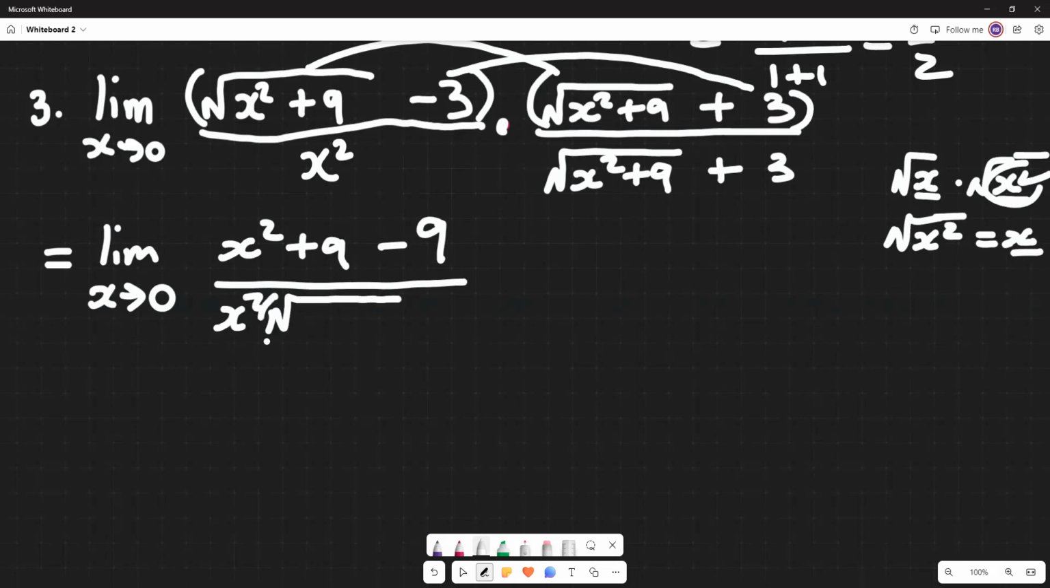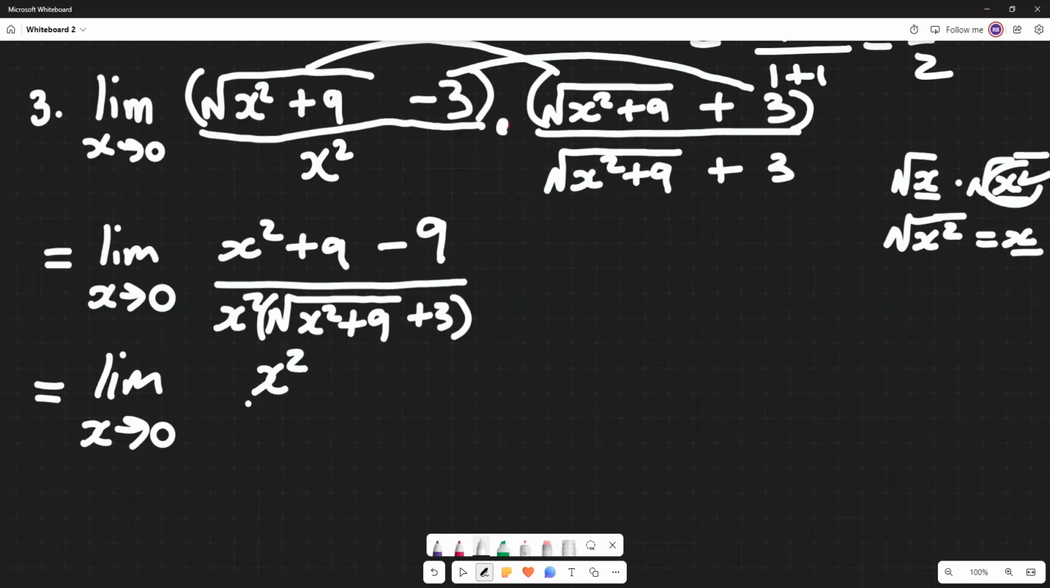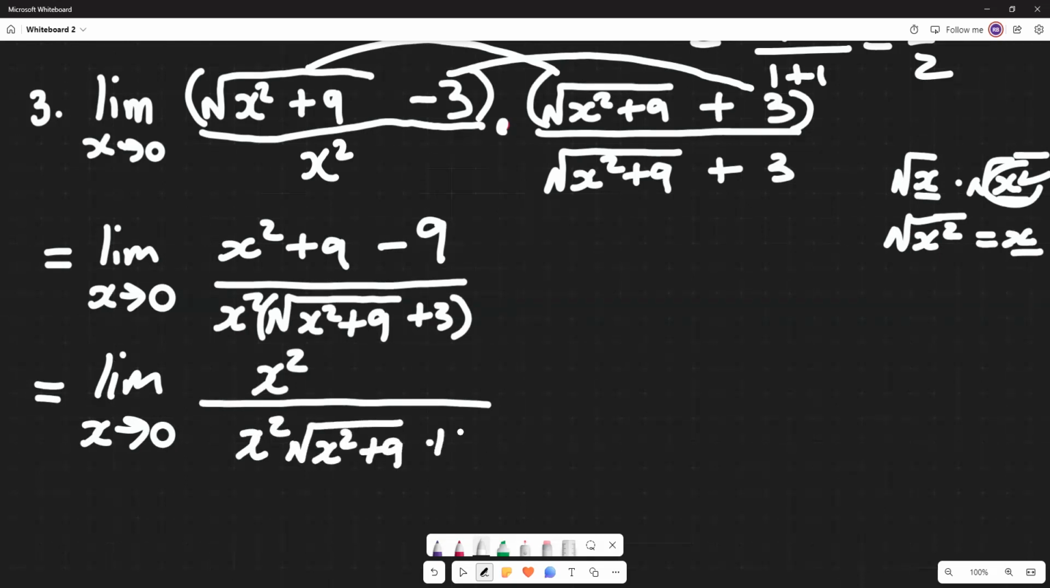And then you have this, ne? Square root of x squared plus 9 plus 3. Never ever multiply the denominator. So you have limit as x approaches 0. This 9 cancels with that, so you're going to have x squared all over x squared times the square root of x squared plus 9 plus 3, with brackets here and there. You can see that this x squared will cancel with that one.